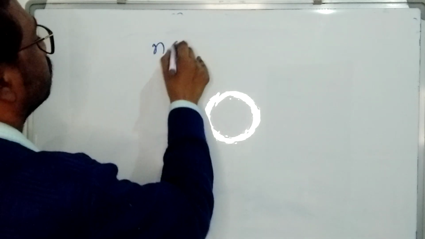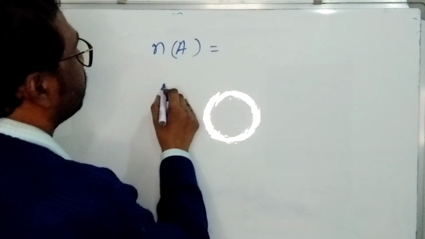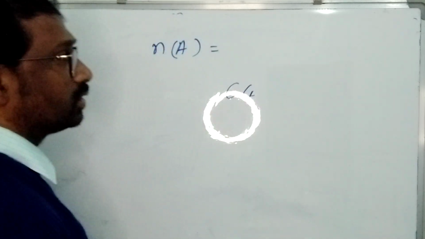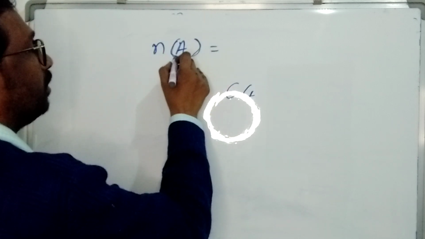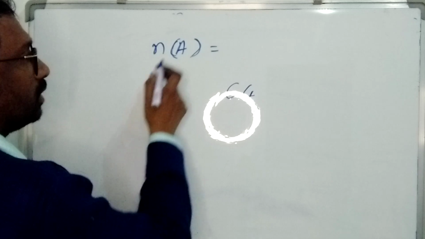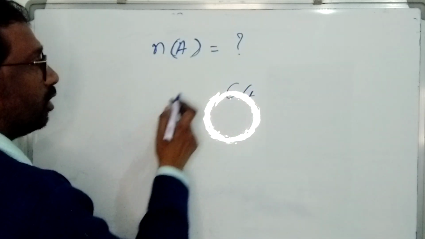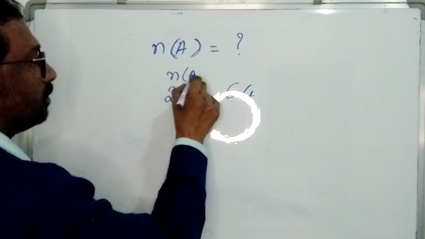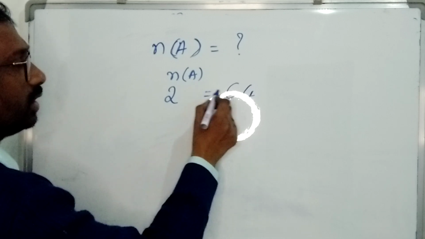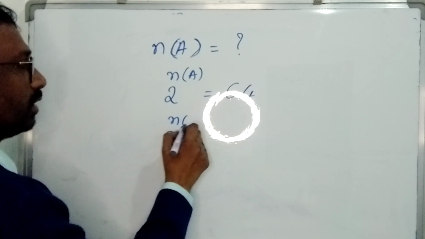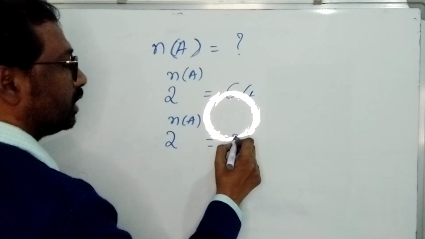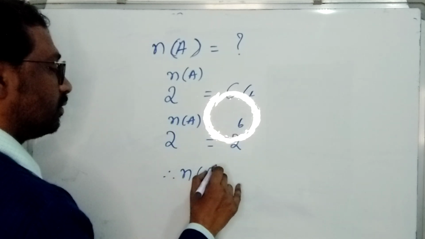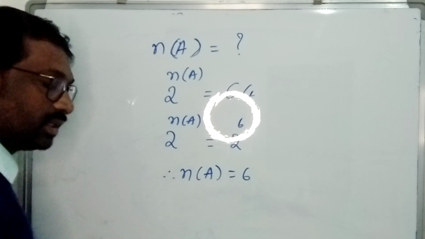Here, the number of subsets of a set is 64. So what is the number of elements of the set A? The number of elements of set A means, how many subsets is it having? 64. So the formula is 2 raised to power n of A, that is 64. So 2 power n of A equal to 64 means 2 power 6, right? Therefore the bases are the same, so the exponents are also equal. Therefore the number of elements of set A is 6.